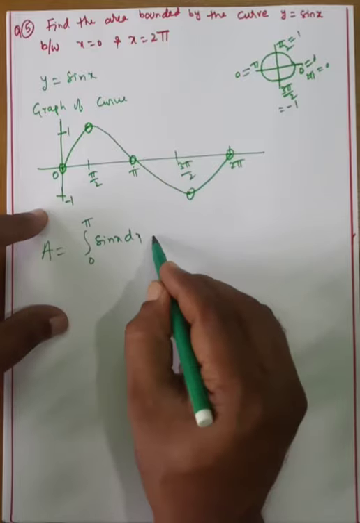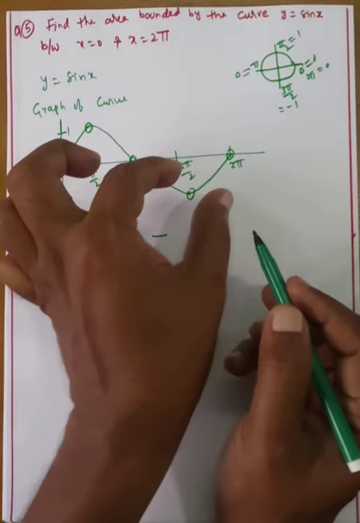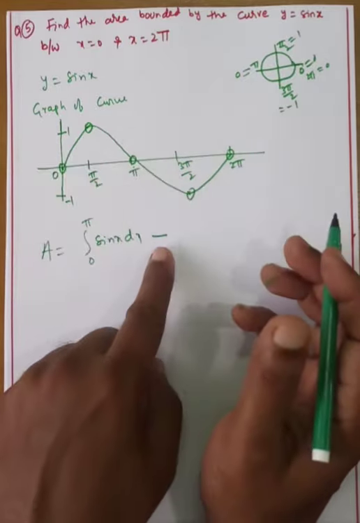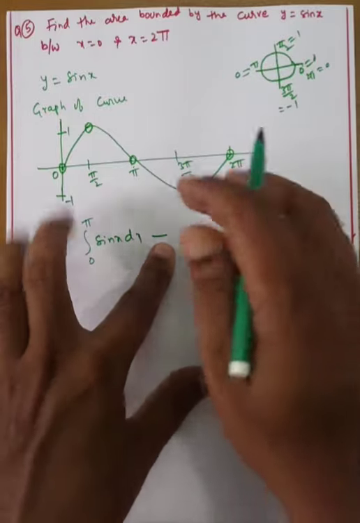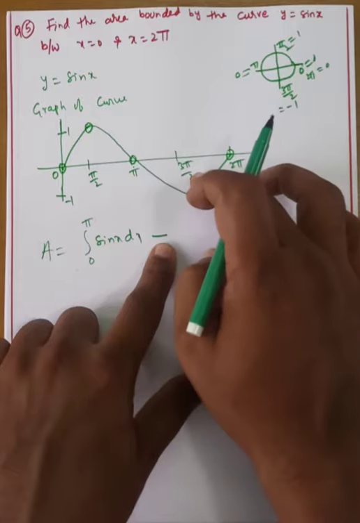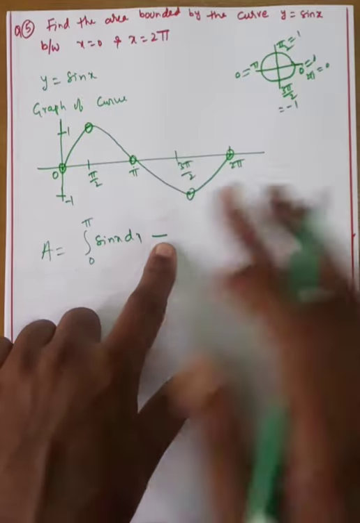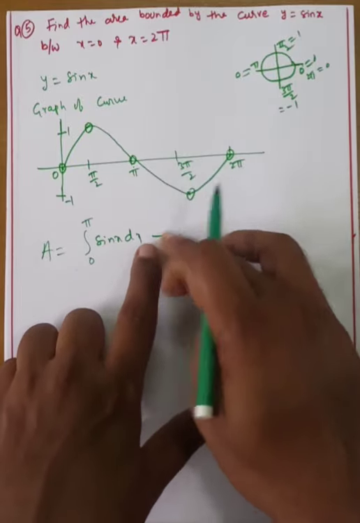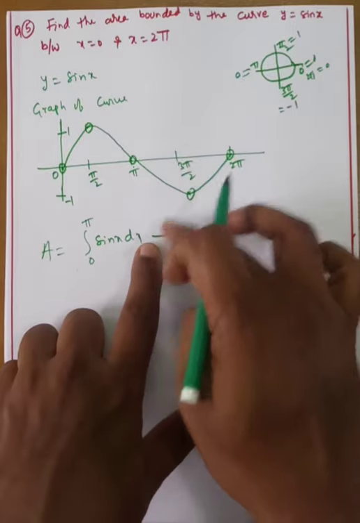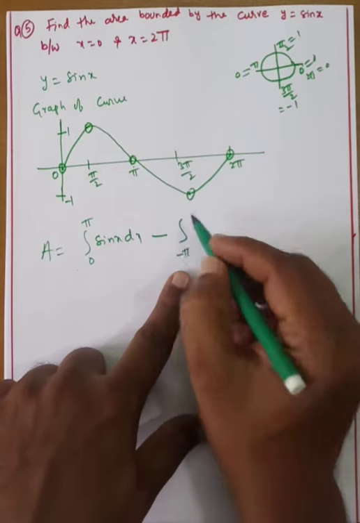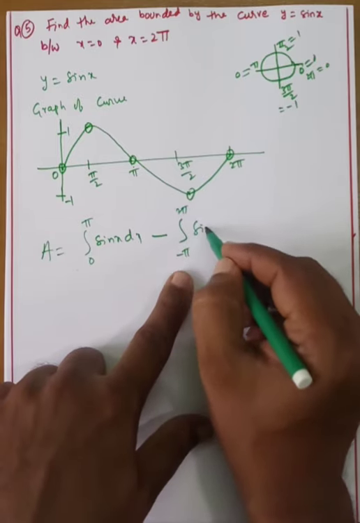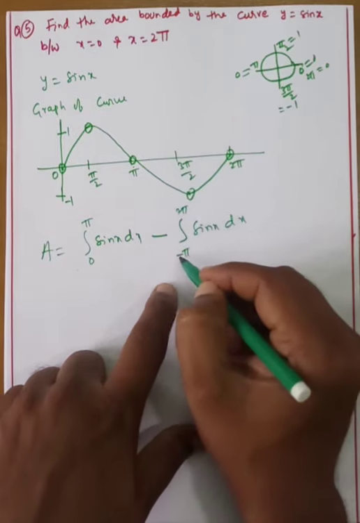Now below the x-axis, actually this area is always positive. That's why we will take the negative. Suppose we cannot take the minus, what do we get? This is the negative area. Area is never negative. That's why we will write the negative. Already this is negative, and negative into negative must and should be positive. That's why I am taking it. Okay, plus integral pi to 2 pi sin x dx.